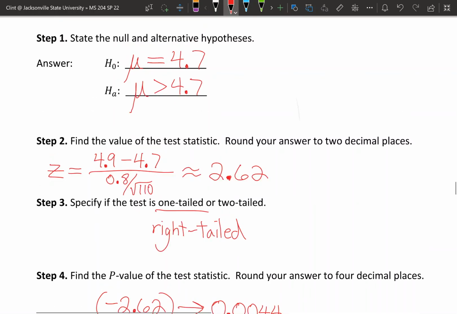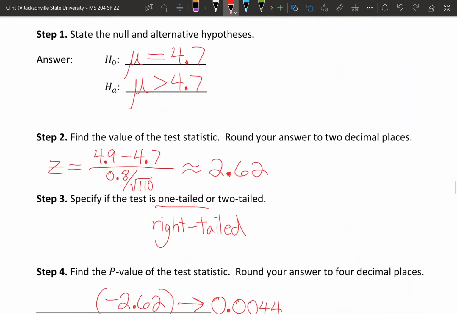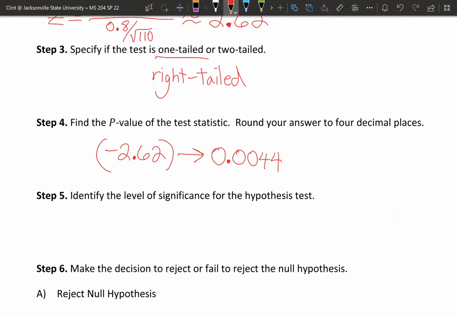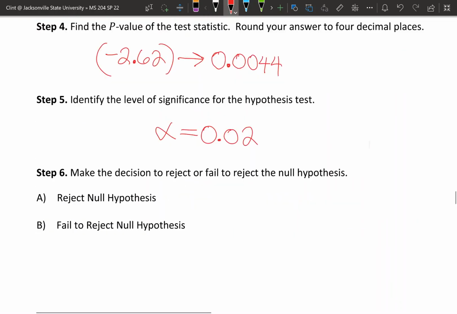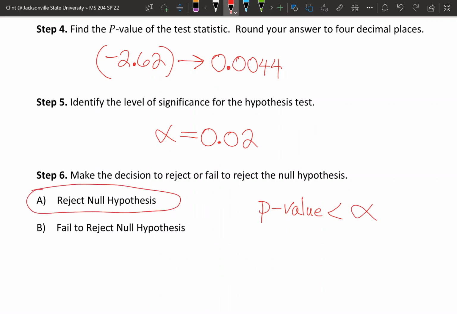Let's identify the level of significance. So let's see, it says, is there evidence at the 0.02 level? Alpha is 0.02. So here our p-value is smaller than alpha. So we reject the null hypothesis.